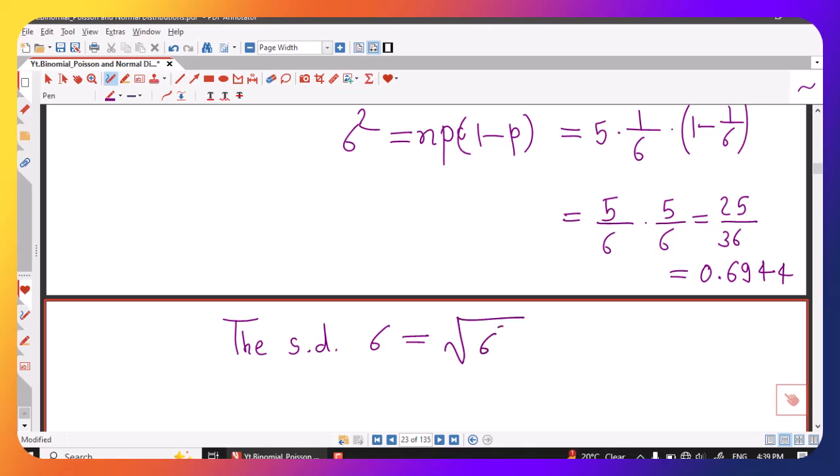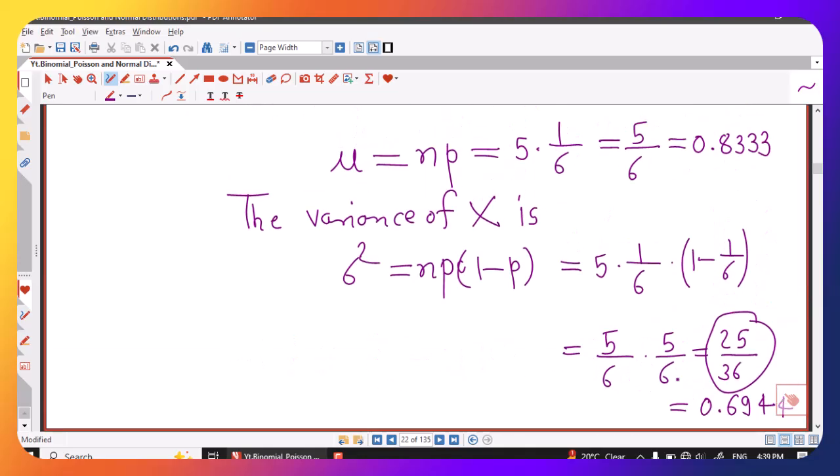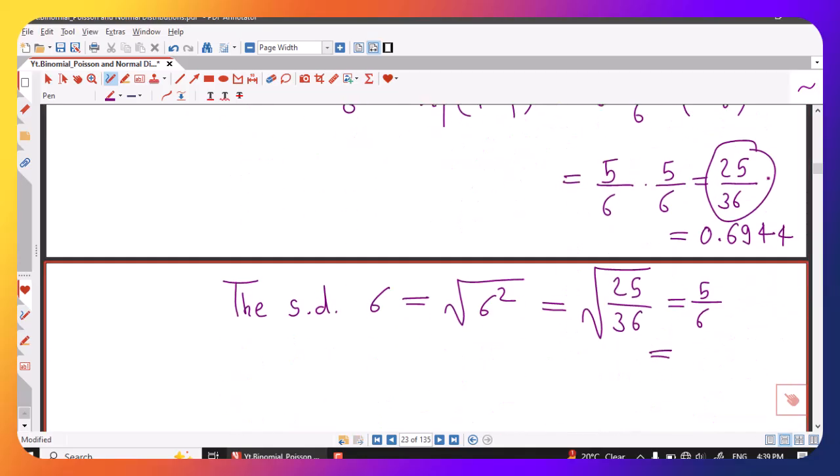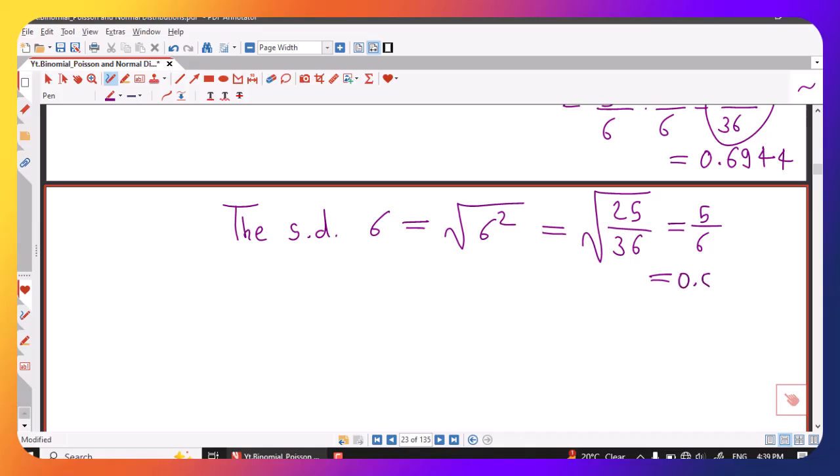The standard deviation is nothing but the square root of variance, denoted by sigma. It is the square root of sigma square. If we consider this, then it is the square root of 25 by 36, which is 5 by 6, and 5 by 6 is approximately 0.8333 up to 4 decimal places.